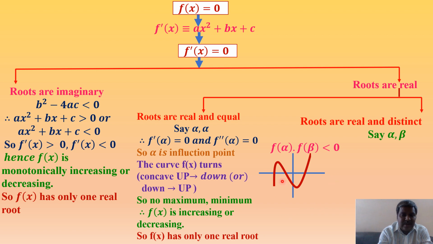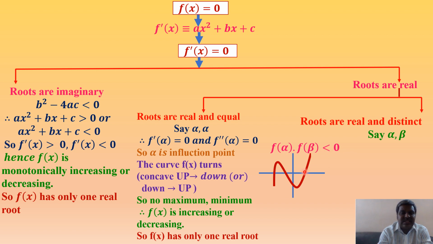Alpha is at local minimum, beta is at local maximum. In my figure, alpha is local maximum, beta is at local minimum. They may be interchanged also. Even though f of alpha into f of beta is less than 0, one positive, one negative, their product will be negative. In this case, how many real roots are there?